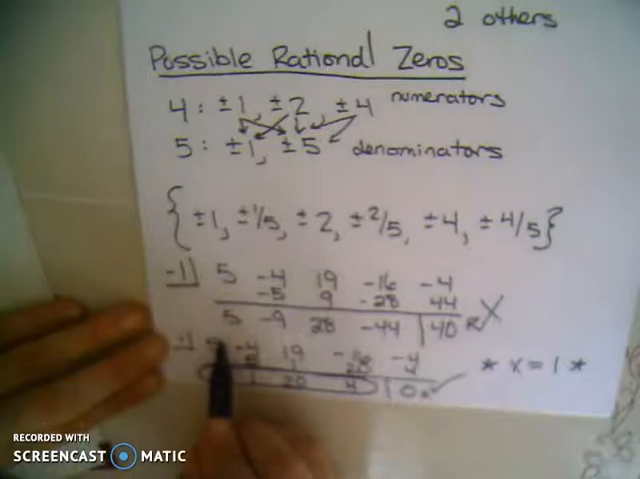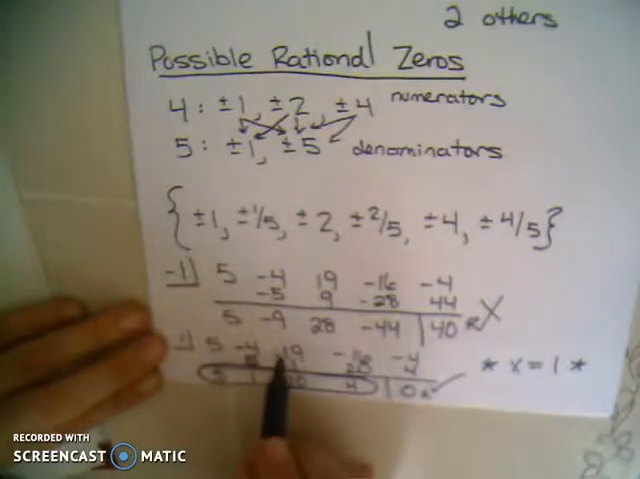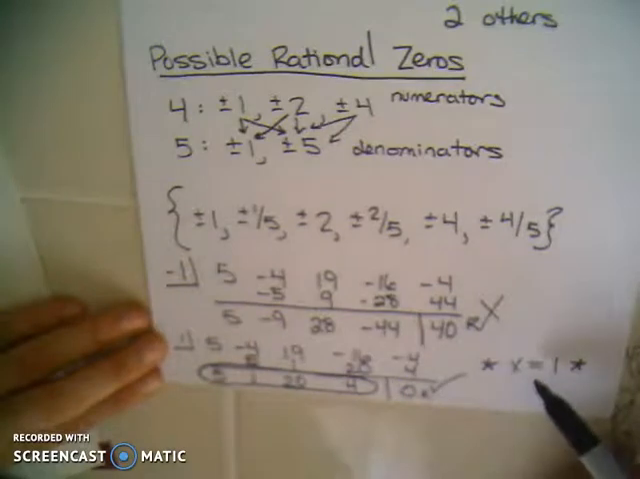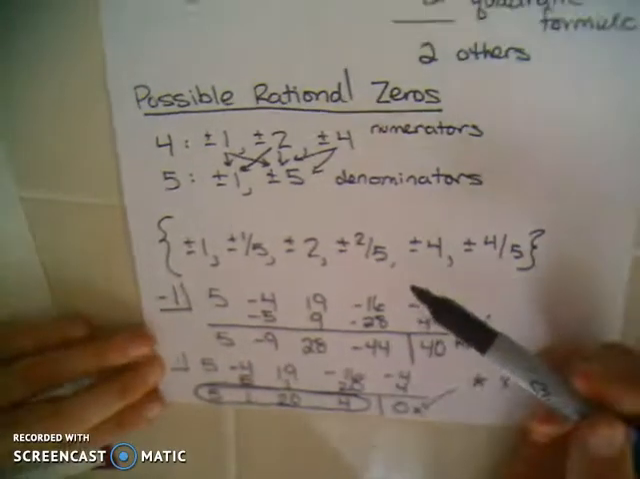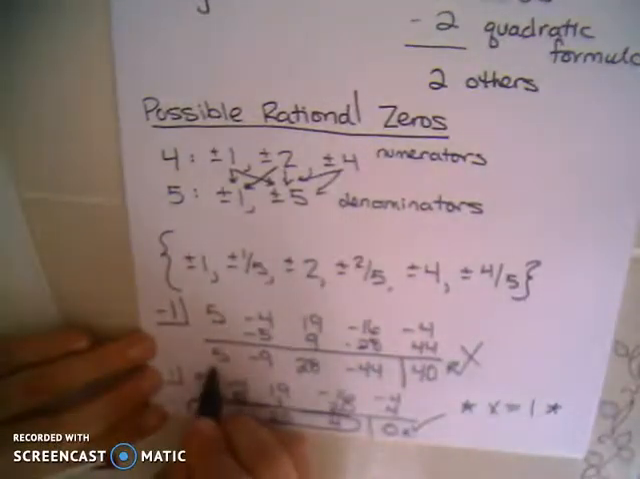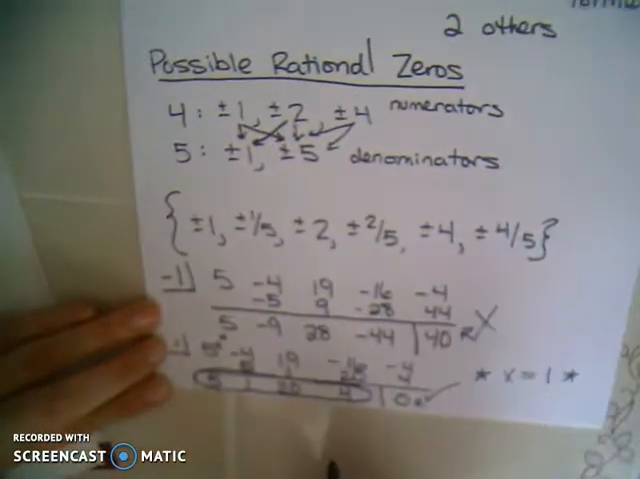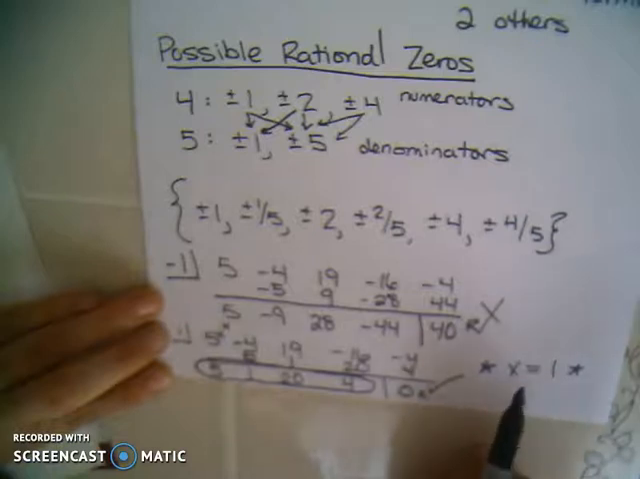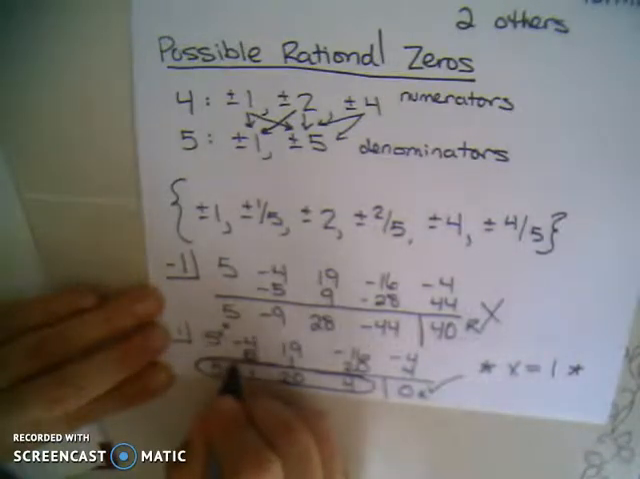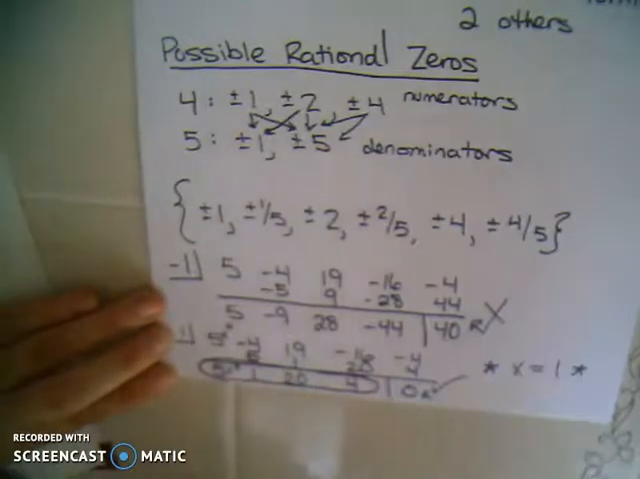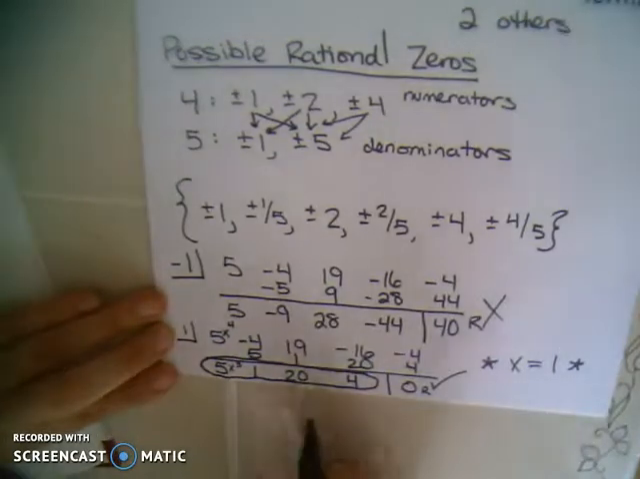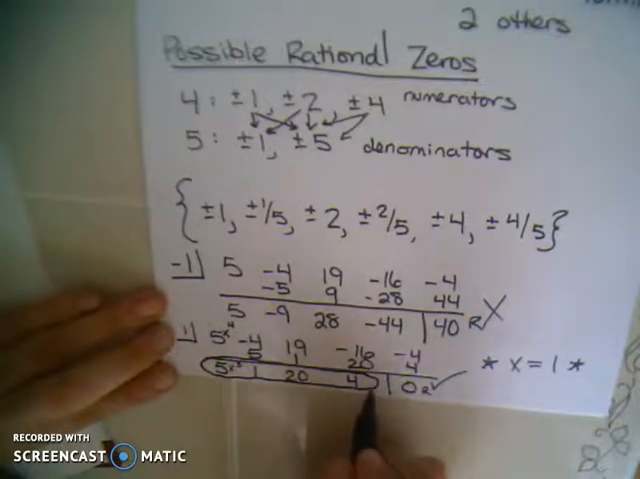I have already taken my 5x to the 4th minus 4x cubed plus 19x squared and divided out one that works. And our goal is to get down to a quadratic. Well, if this original one was a 5x to the 4th, and I divided out one of my zeros, these coefficients down here represent a polynomial that's 1 degree smaller. So it's going to be 5x cubed plus 1x squared plus 20x plus 4.